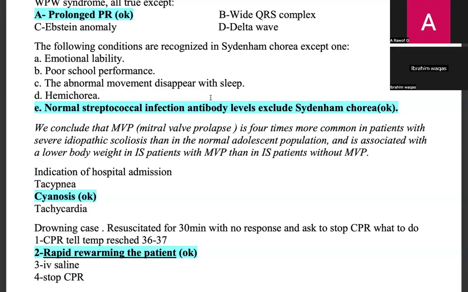In Sydenham's chorea, the child may have poor school performance, abnormal movements disappearing during sleep, emotional lability, and also hemichorea, half of the body with chorea. But normal streptococcal infection antibody levels do not rule out that the child has Sydenham's chorea.